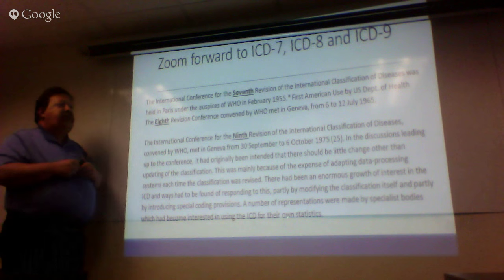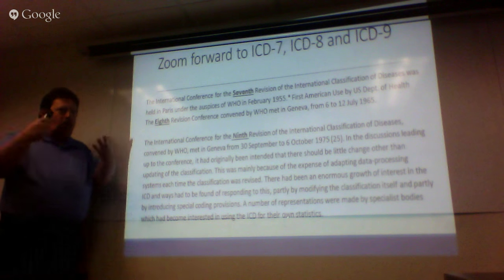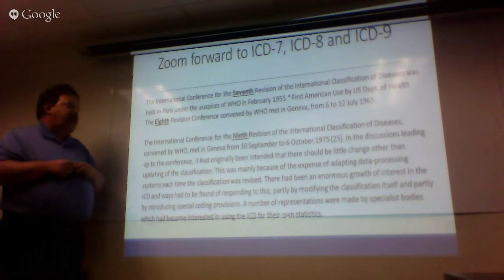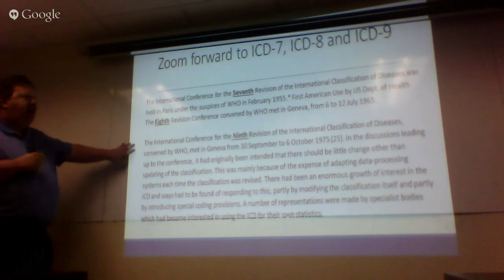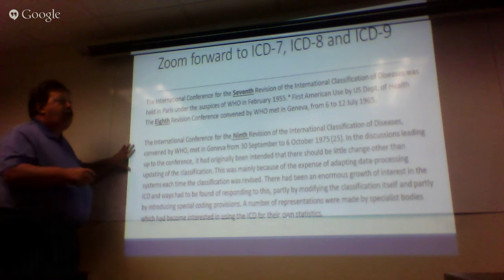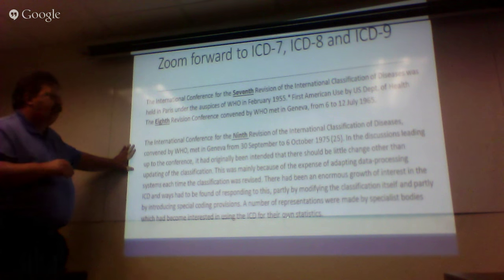So 1965, everybody got together again in Geneva, restructured the code set, and that was ICD-8. Finally, ICD-9 met in 1975, another 10-year jump, the 9th revision, ICD-9. That's what we're currently using today. Now notice something jumped, because we went all the way from 75 to 2015, at least in America.